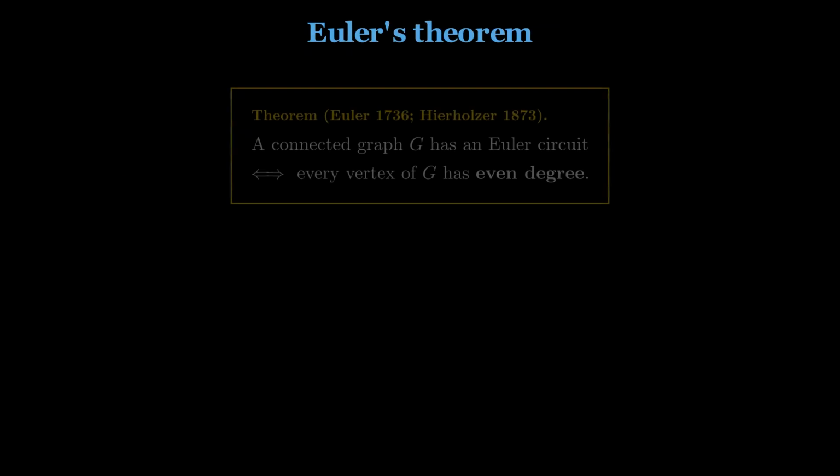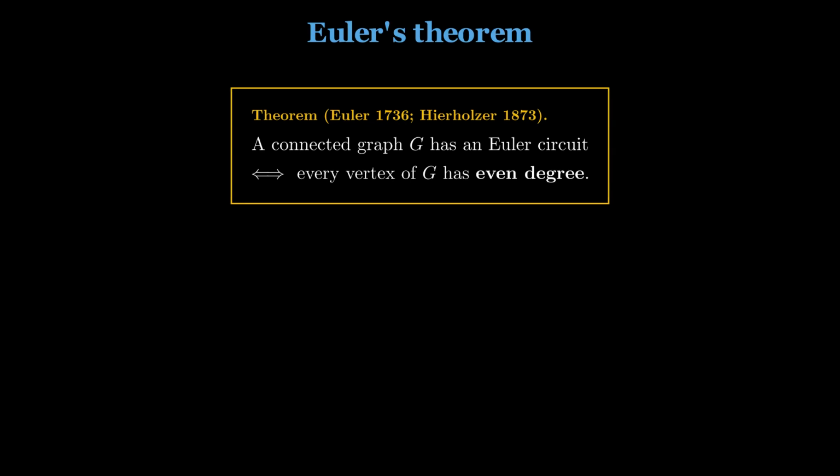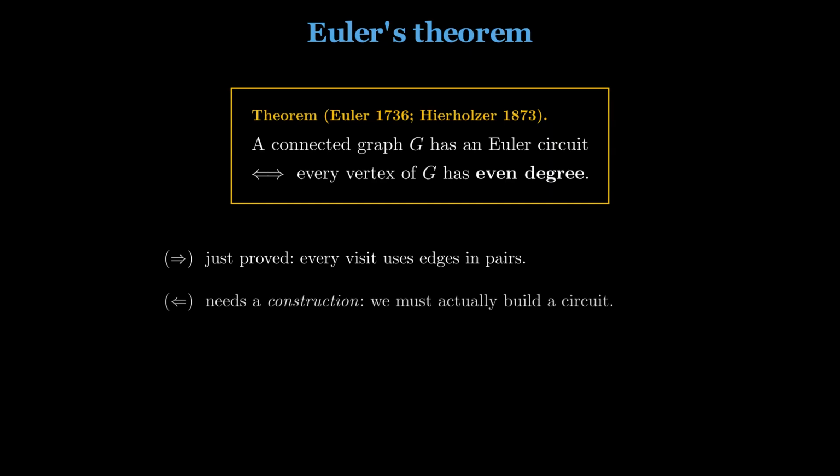Remarkably, the converse holds as well. Euler's theorem says a connected graph has an Euler circuit if and only if every vertex has even degree. One direction we have already proved. Every visit uses edges in pairs. The other direction needs a construction. We must actually build a circuit.